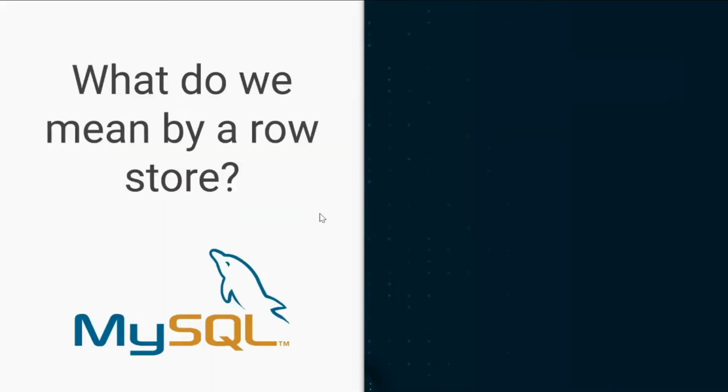Let's get to the meat of the talk. The idea of this talk was to contrast row and column stores and to give you some guidelines about when each one is appropriate. So I'm going to start by talking a little bit about what we mean by a row store and what the salient characteristics are. And as my row store, I'm going to use MySQL as an example.